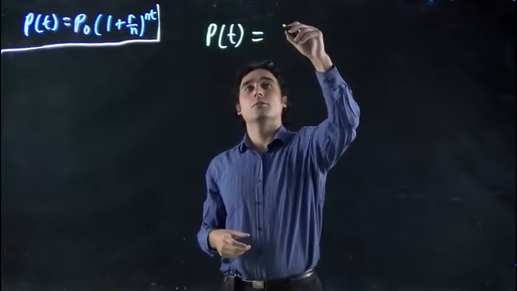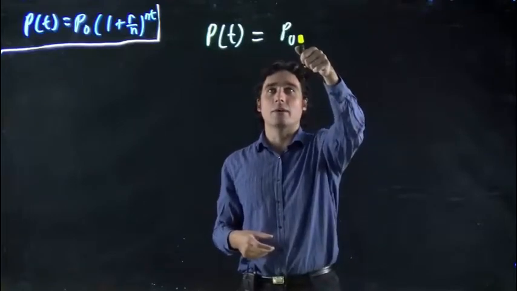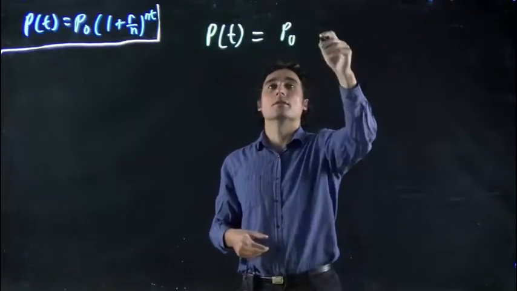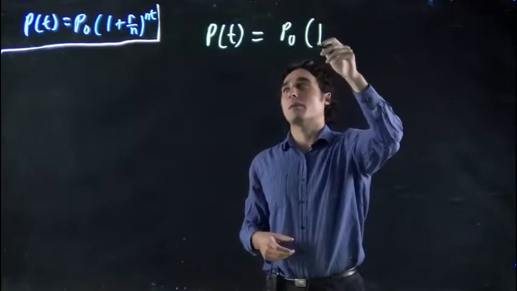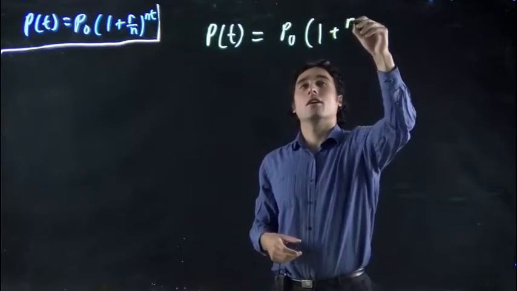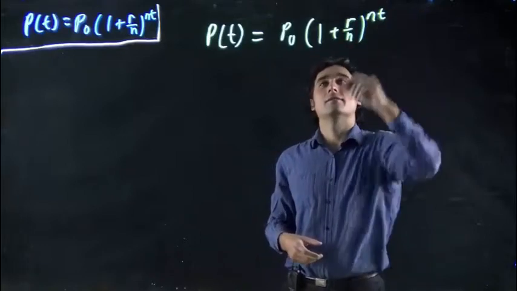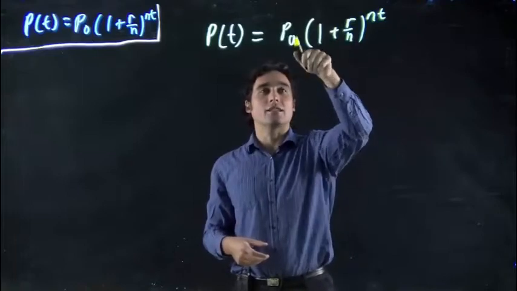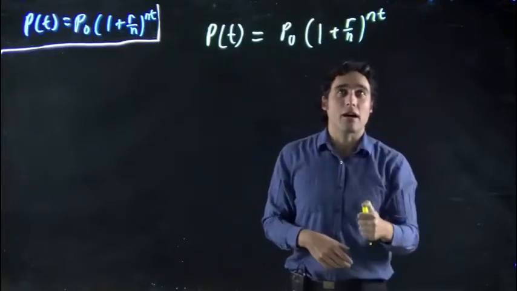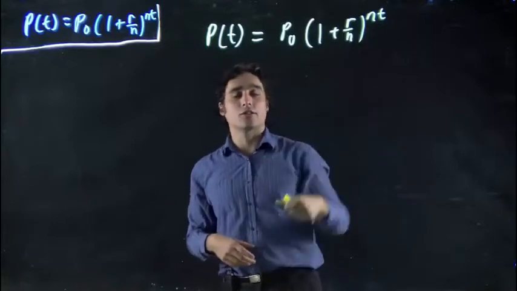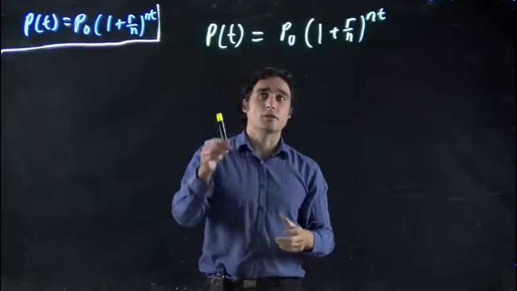That is equal to P0, which is the initial amount I put in. So this is the initial amount of money I either put in or borrowed, depending on the case I'm looking at. And then that is multiplied by 1 plus R over N, and all of that is to the power of NT. So the right-hand side is P0 times, in brackets, 1 plus R over N, all of that to the power of NT. Not the P0, just the term in brackets is to the power of NT. Great.